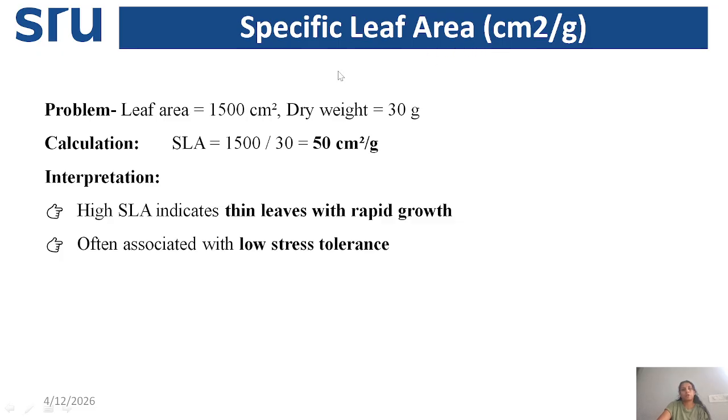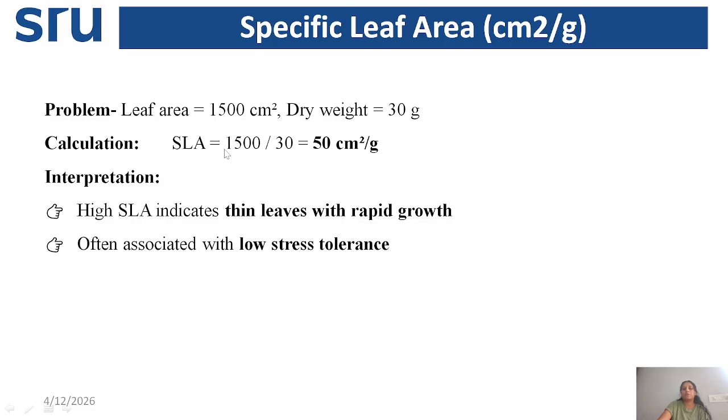So here specific leaf area is there. How will we analyze the specific leaf area? First you need to take the leaf area and then the dry weight. If you take the ratio, you will get the specific leaf area. To remember this formula, just write leaf area first, then divide by dry weight. The unit of specific leaf area is centimeter square per gram.